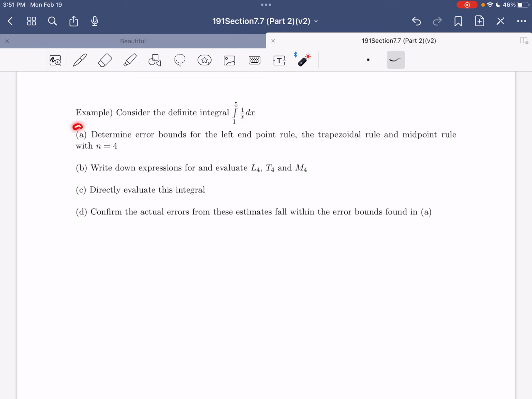So let's talk about each piece here. The first thing we're going to do in part A is determine the error bounds for the left endpoint rule, the trapezoidal rule, and the midpoint rule with 4 partitions. We're going to use the formulas from the previous page to do this. So to start off, let's look at part A, and let's start with the left endpoint rule.